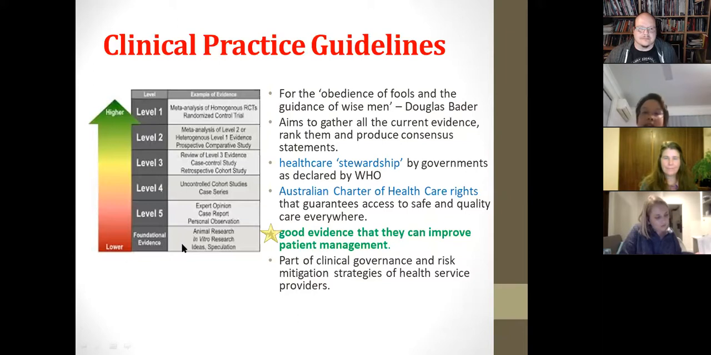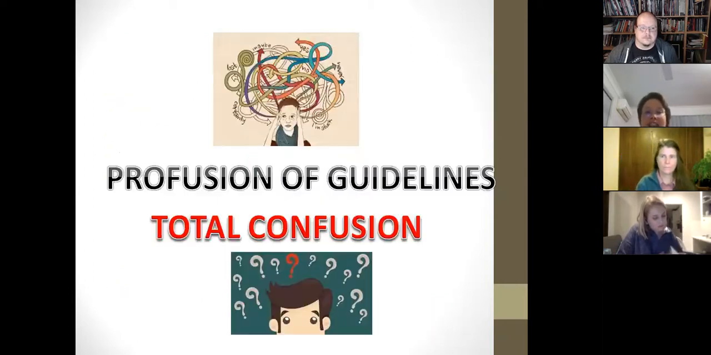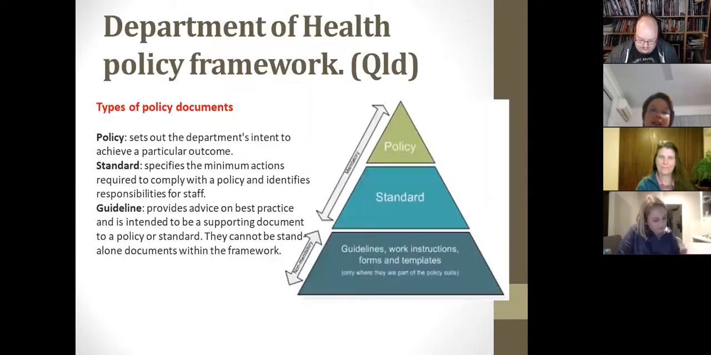seem to understand that very well. And there's good evidence that they actually improve patient care. However, there are so many guidelines around that nobody knows which one to follow. There are national, international, local, regional, even down to the individual department level. Even within the department, there may be different people following different guidelines.